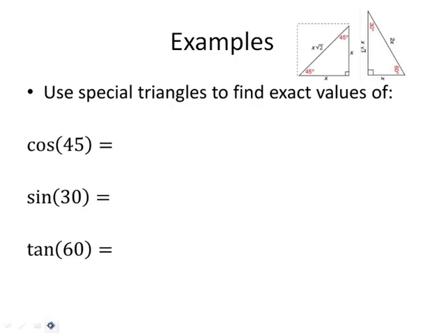Let's see how we can use these triangles, shown above, to find the exact values of the following. Let's first start with cos of 45. So as soon as you see 45 or 30 or 60, you know you can find exact values using the special triangles. So because we have a 45, let's call up our 45-degree special triangle, which is made from half a square.